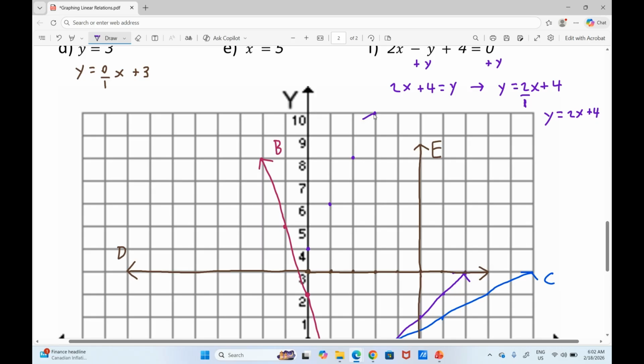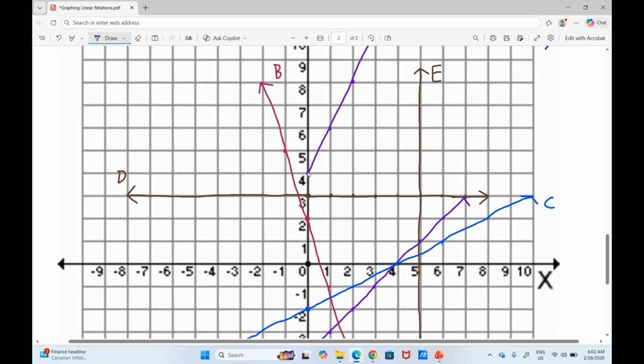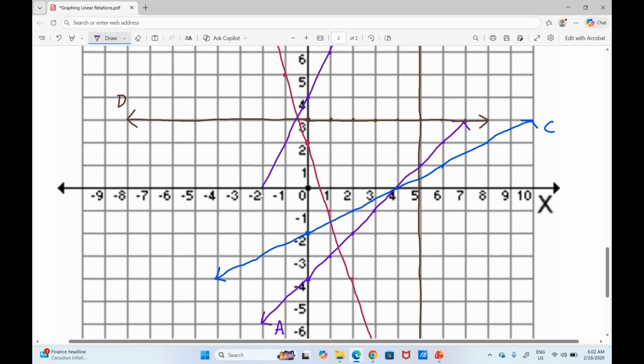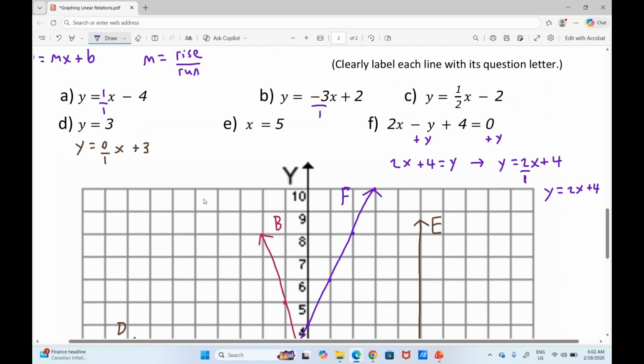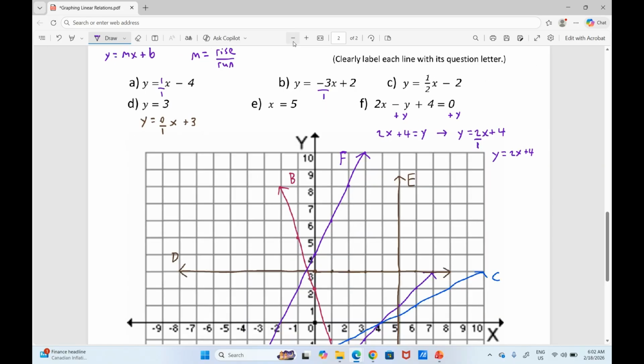So in this case, I can connect the points and draw my line. Okay, and this would be my line for F. So hopefully this gives you a good idea of how to apply the rise over run method. And as you can see, it's a lot quicker and easier than putting your values into a table of values.